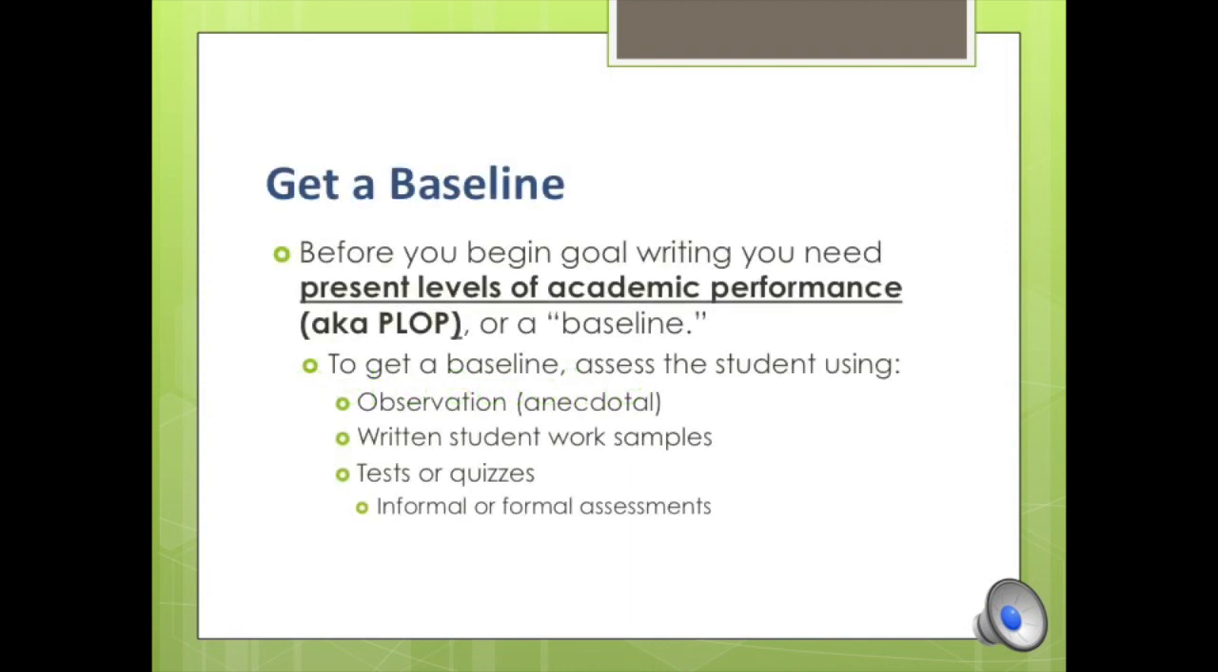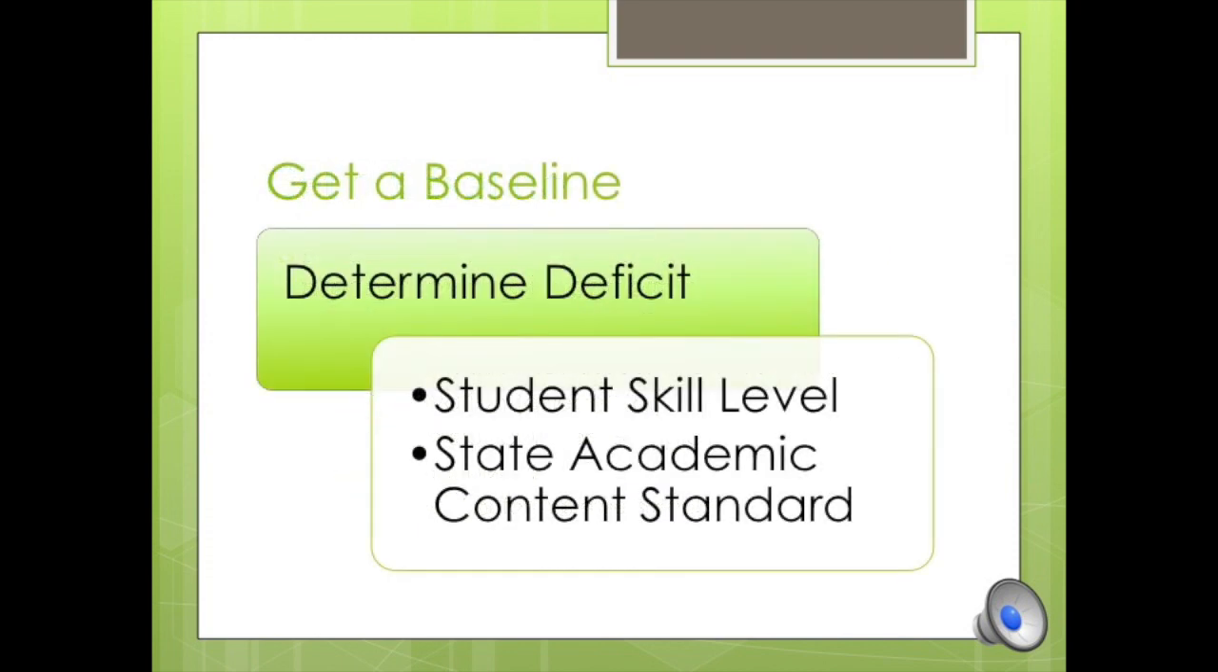Before you begin writing the goal, you need the present levels of academic performance, or what we call a baseline. To get a baseline, you're going to assess the student using your observation, written student work samples, tests or quizzes, which can be informal or formal assessments. The reason that we want to get the baseline and know where the student is performing is so that we can determine if there is a deficit. The deficit happens between the student's skill level and the state academic content standards.